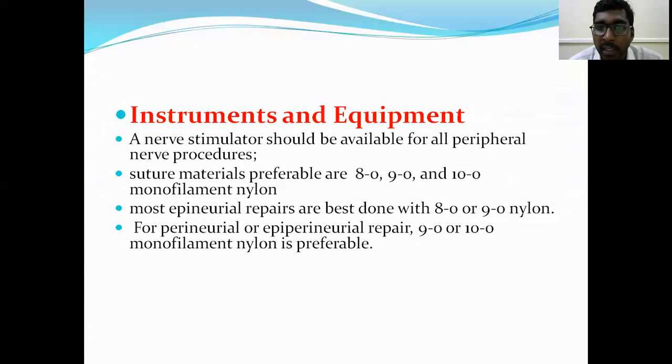What are the instruments and equipment? A nerve stimulator should be available for all peripheral nerve injuries, to use intraoperatively. The preferable suture materials are 8-0, 9-0 and 10-0 monofilament nylon. An operative microscope is definitely required. Most epineural repairs are best done with 8-0 or 9-0 nylon, because the epineurium is the outermost layer. For perineural or epiperineural repair, smaller sutures are also required; 9-0 or 10-0 monofilament nylon is preferable.